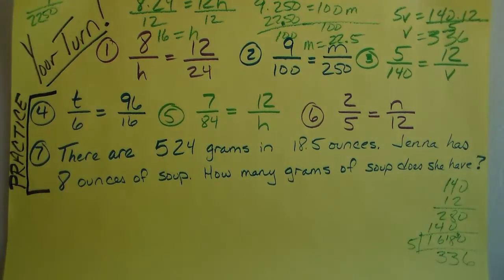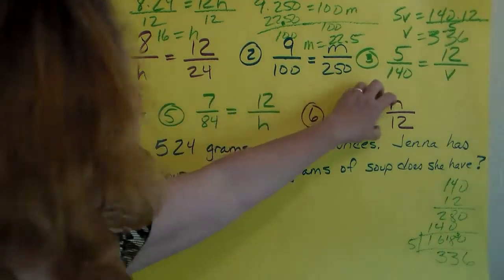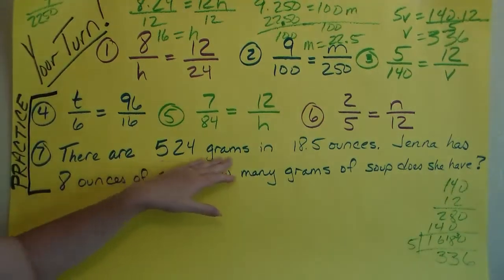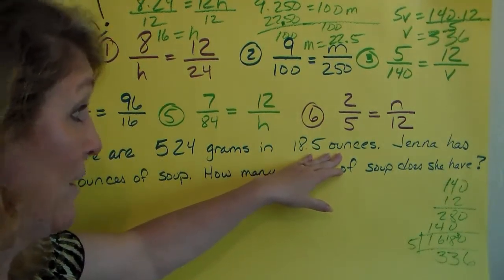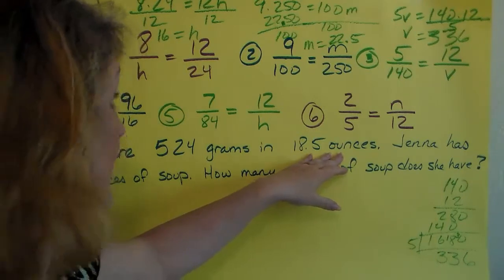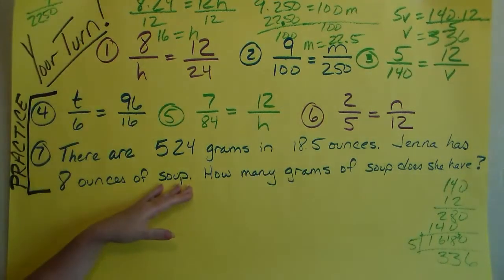How'd you do? All right, so you've got 3 more, and then you've got the word problem. 524 grams in 18.5 ounces. So there's your first ratio. Jenna has 8 ounces of soup.